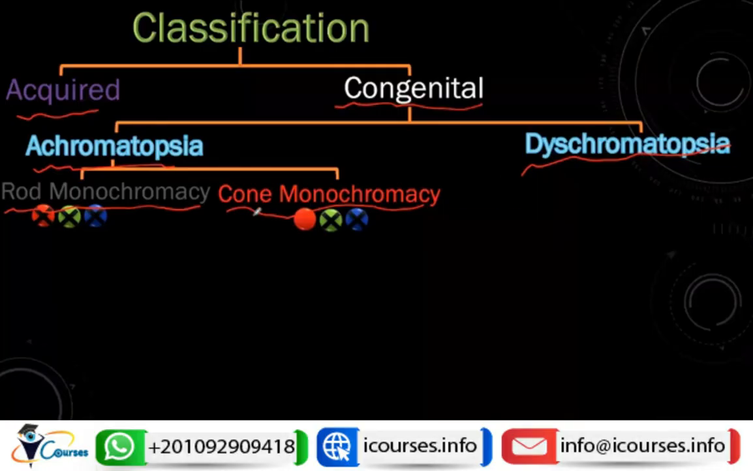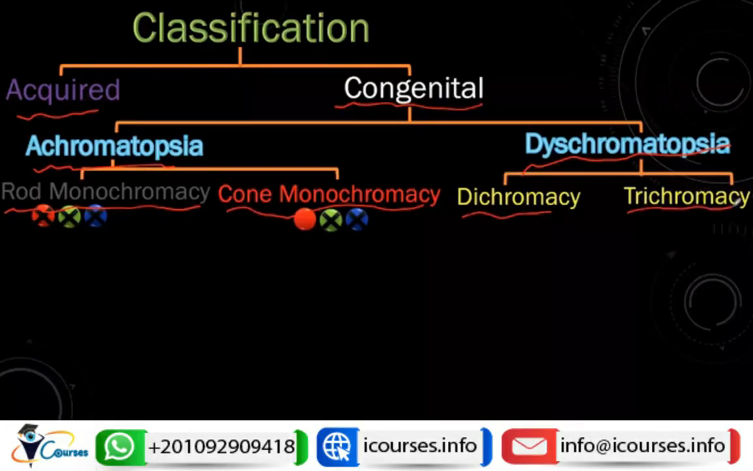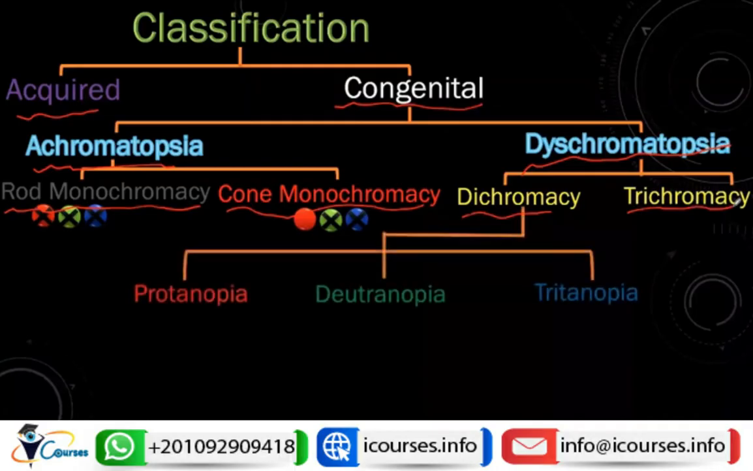The defects can be divided into dichromacy and trichromacy. So what is the difference between them? Dichromacy means that we have a problem with a single cone. So this patient can see with two cones and only two cones. This can be either protanopia or deuteranopia or tritanopia.